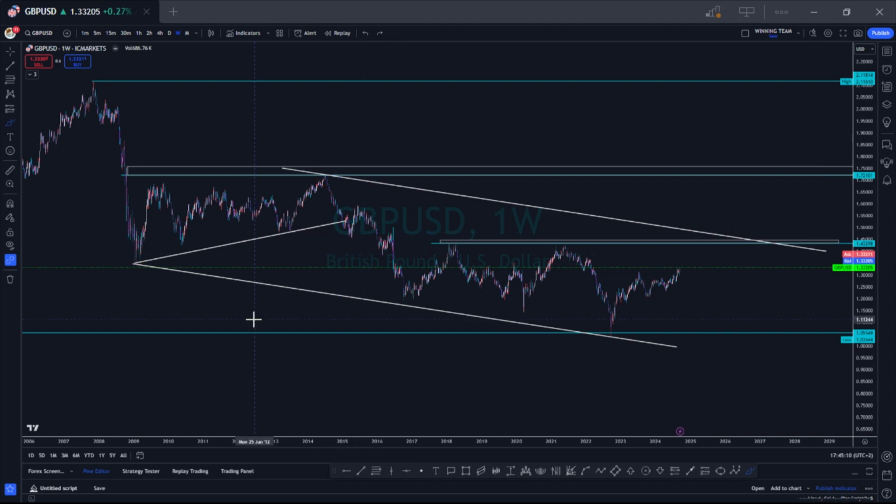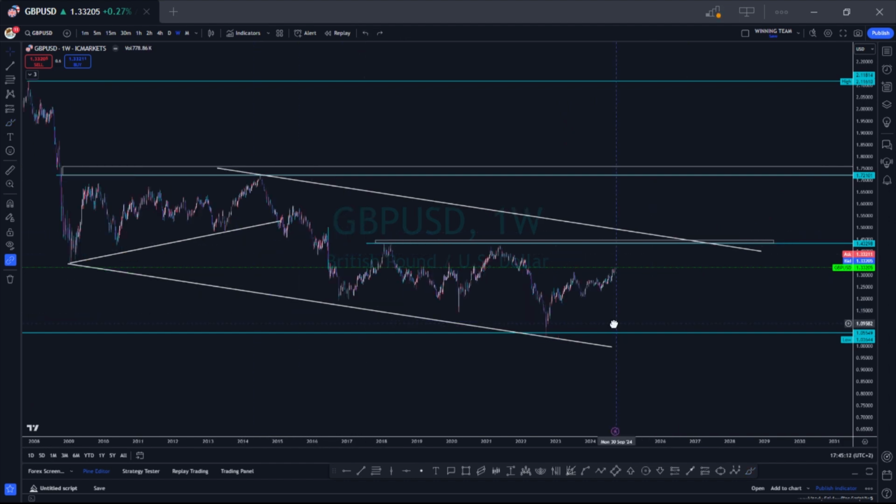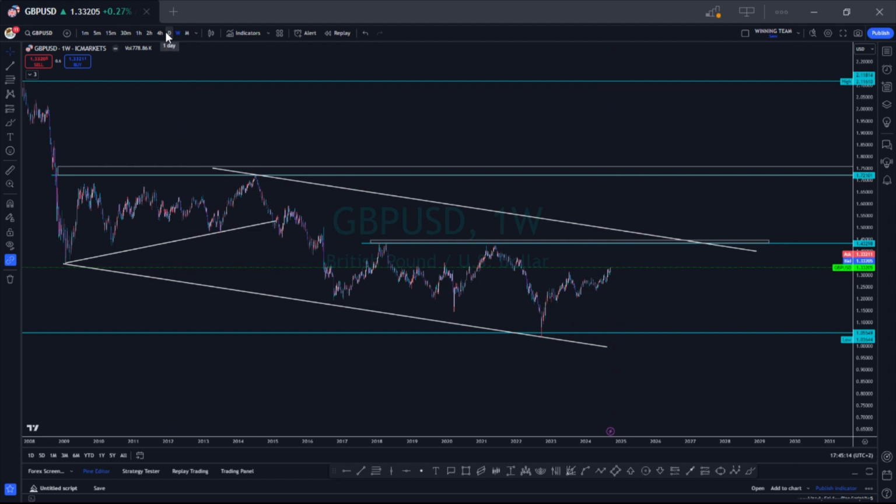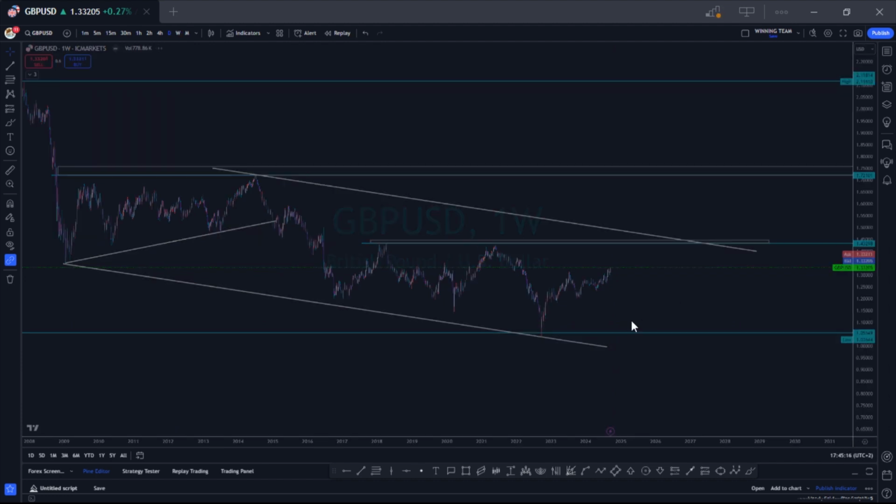But before I jump into a daily, there was something that I was seeing on the weekly, but it's okay, we're gonna cover it on the daily time frame.